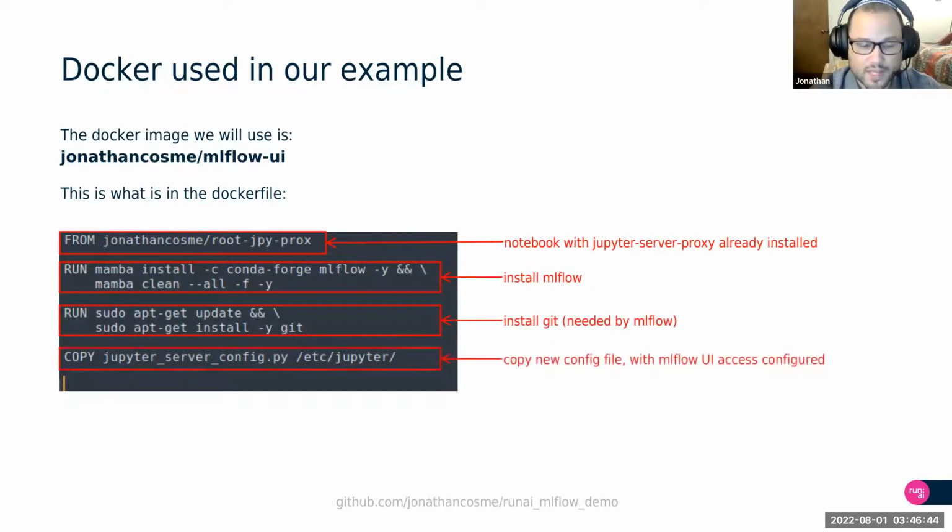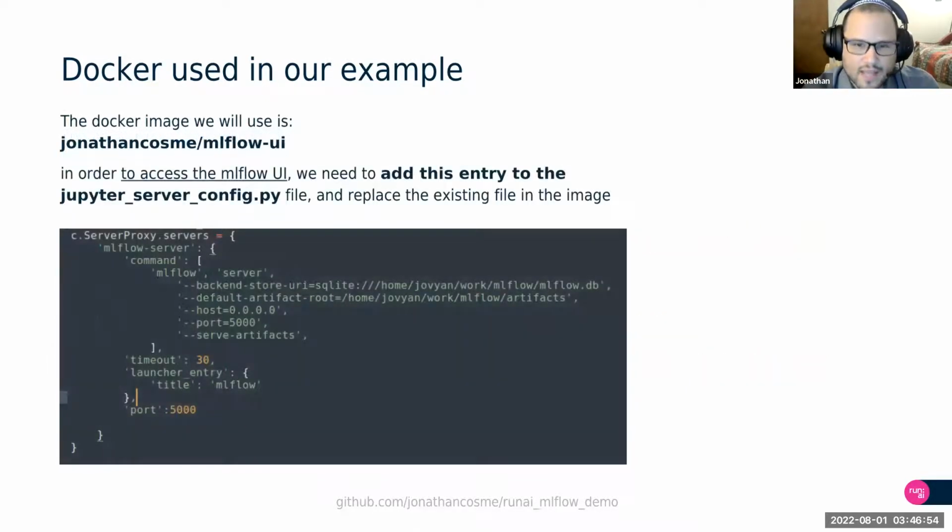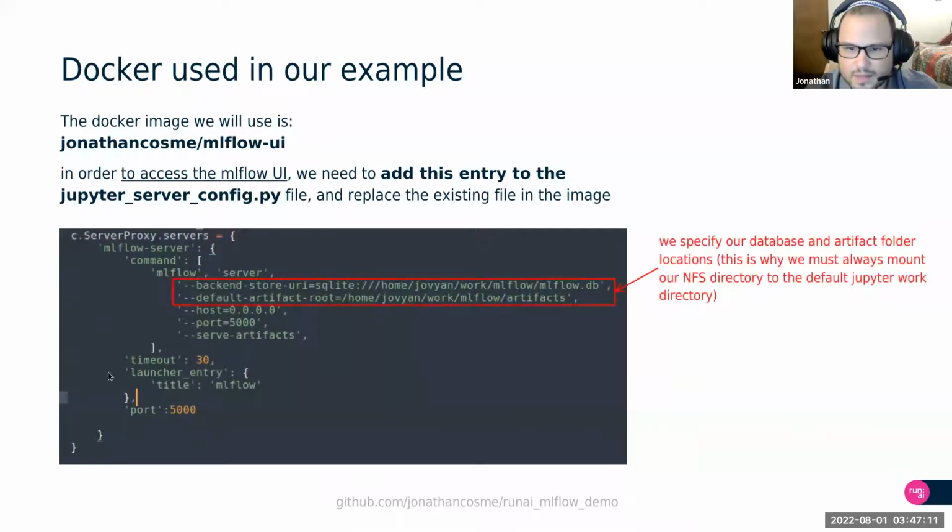And then this is important. We have to create a new configuration file for Jupyter and replace the one that's in the base image. And this is the entry that we have to add so that we can actually connect to the UI. So it's c.ServerProxy.servers. And under this command entry, we're going to put in all of the arguments that we need for our server to start. And the important thing is this: we have to specify the location of the mlflow database and artifacts. And notice that they're under jovyan work and that mlflow directory that we just created.